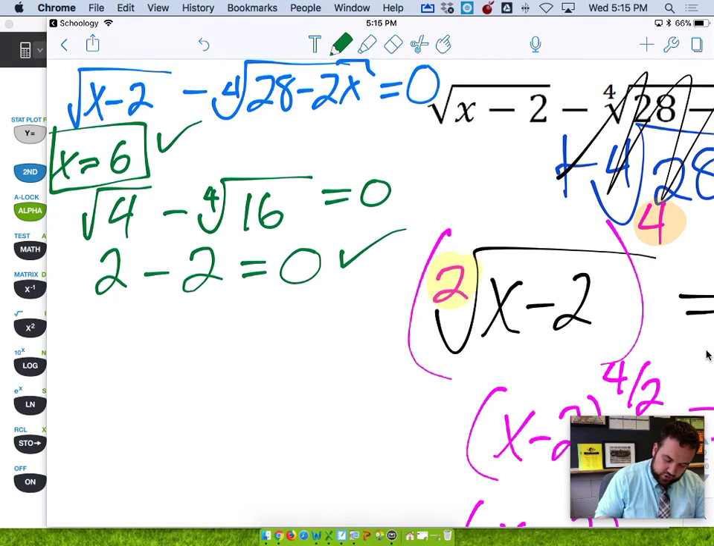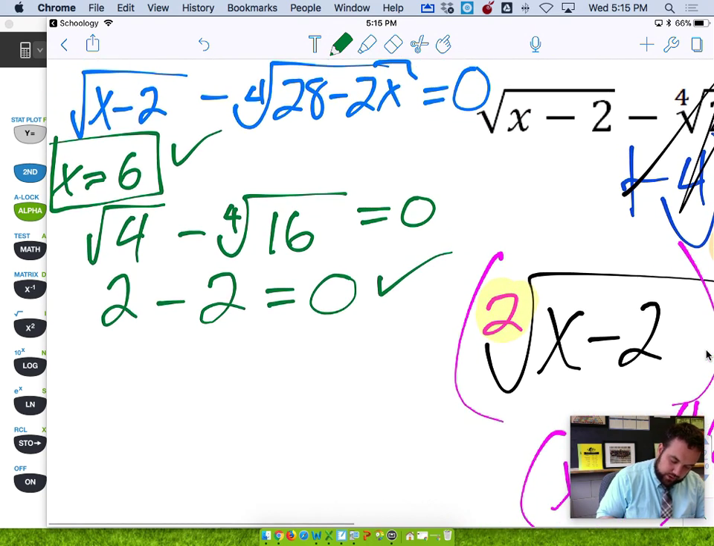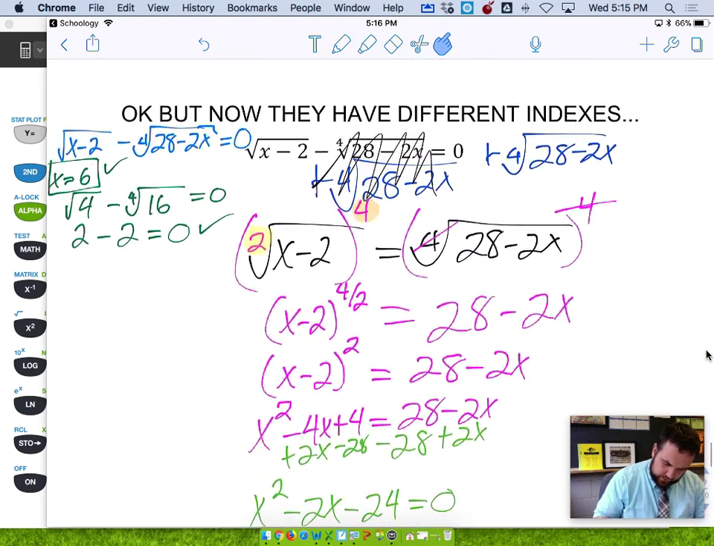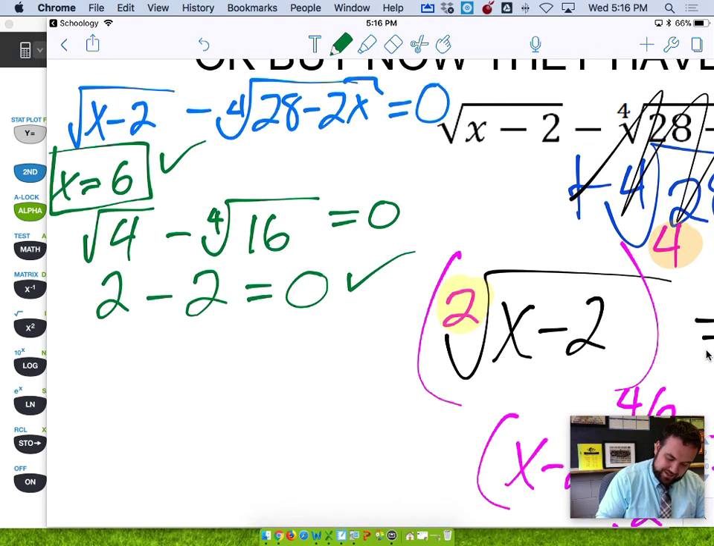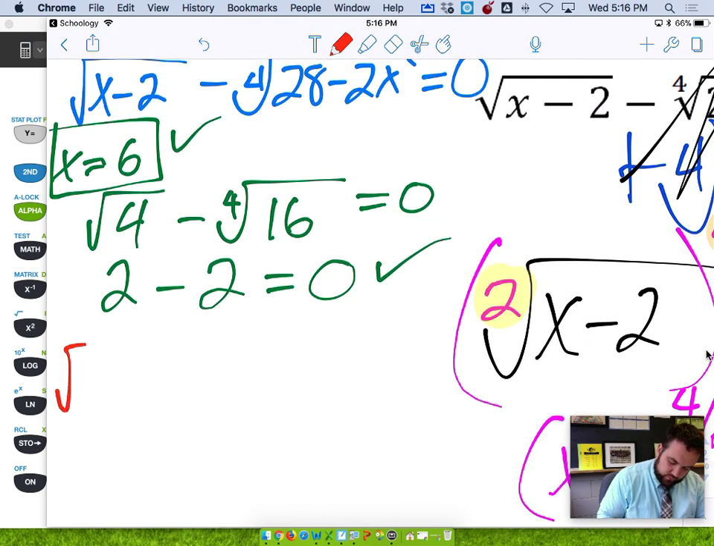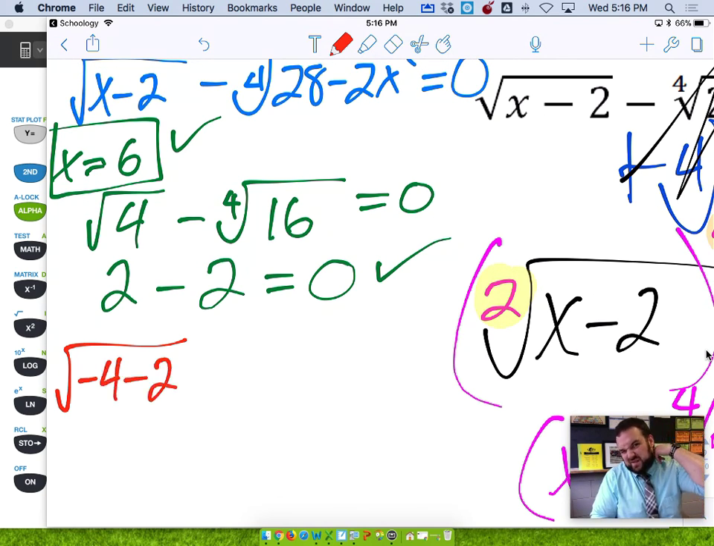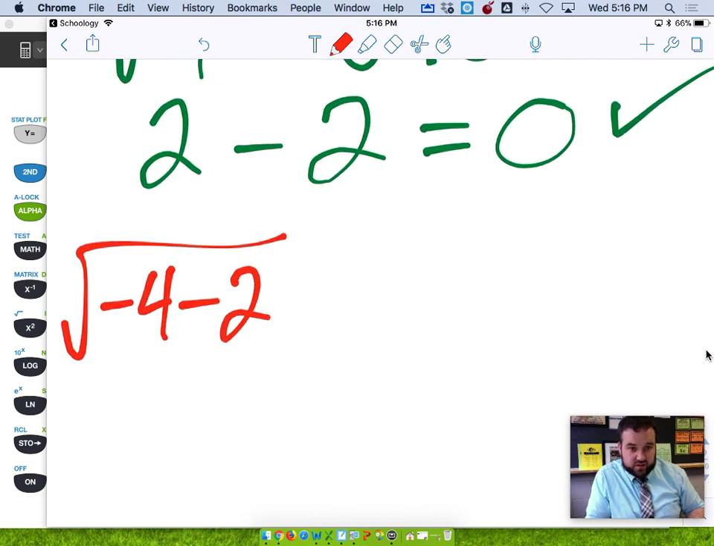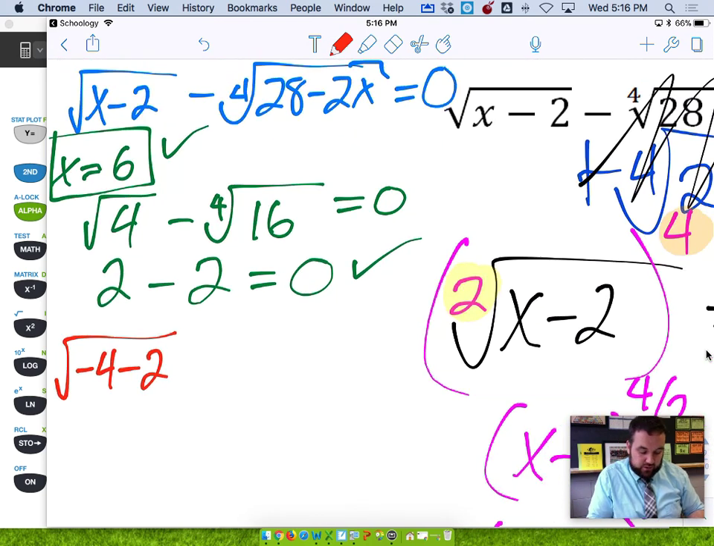I'm going to go ahead and then check negative 4 as well. So if I plug in, what was it, negative 4? Yeah. You'll see that this is actually going to fall apart really quickly, because the square root of negative 4 minus 2 is the square root of negative 6. And in this chapter, we're not going to deal with imaginary numbers at all. So if I come across something like this, where I have the square root of a negative number, I'm not even going to mess with this. We're just going to cross that out, and that solution is going to be extraneous.